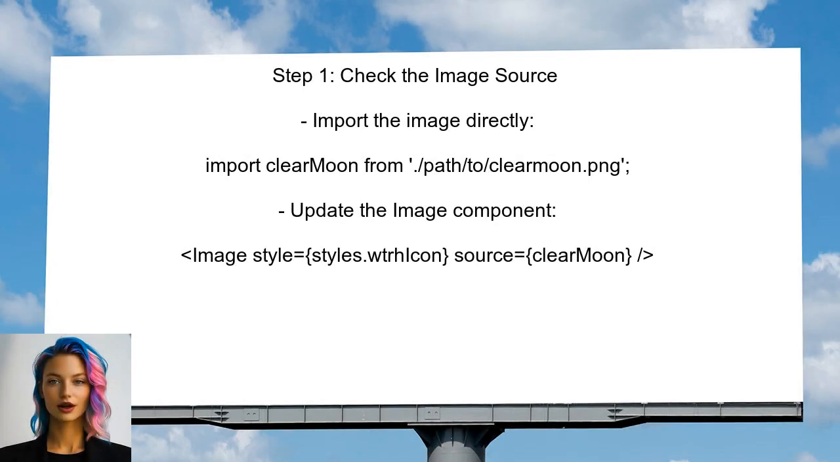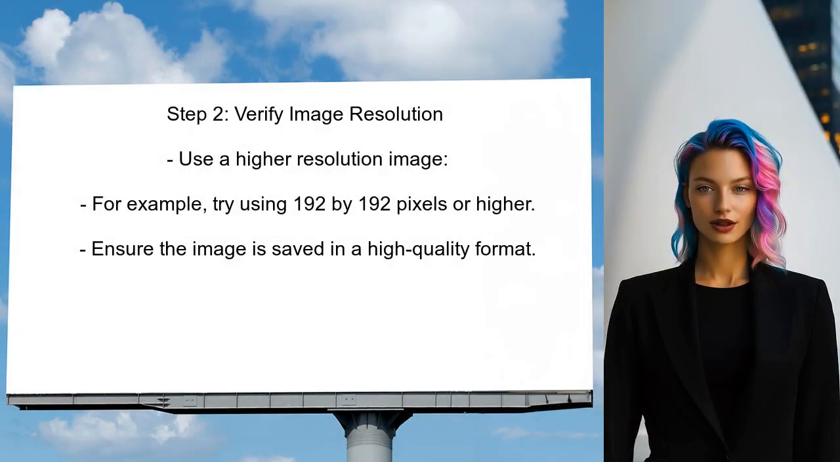To address the pixelation issue, the user should first check the image source. Instead of using a URI string like ClearMoon, the user should ensure they are referencing the image correctly. This can be done by importing the image directly. Next, the user should verify the image resolution. Even though the image is 96 by 96 pixels, it may not be high resolution. The user should consider using a higher resolution image, especially for larger displays.